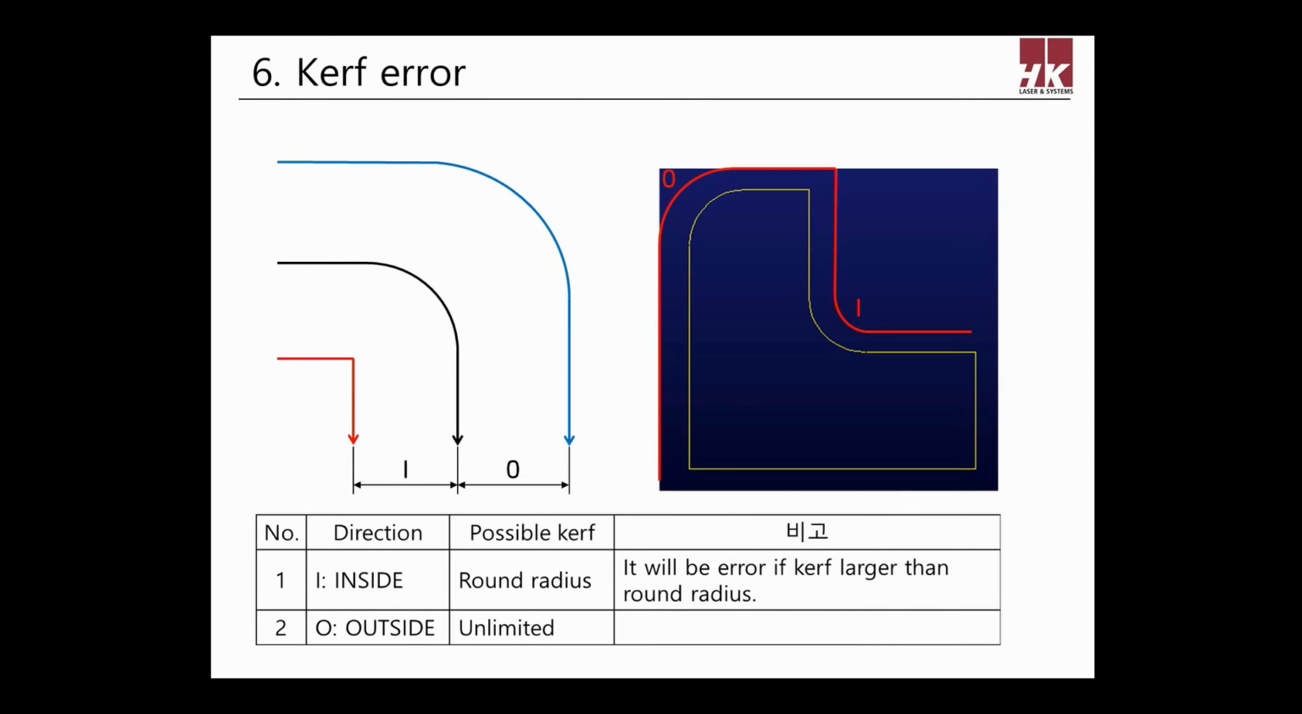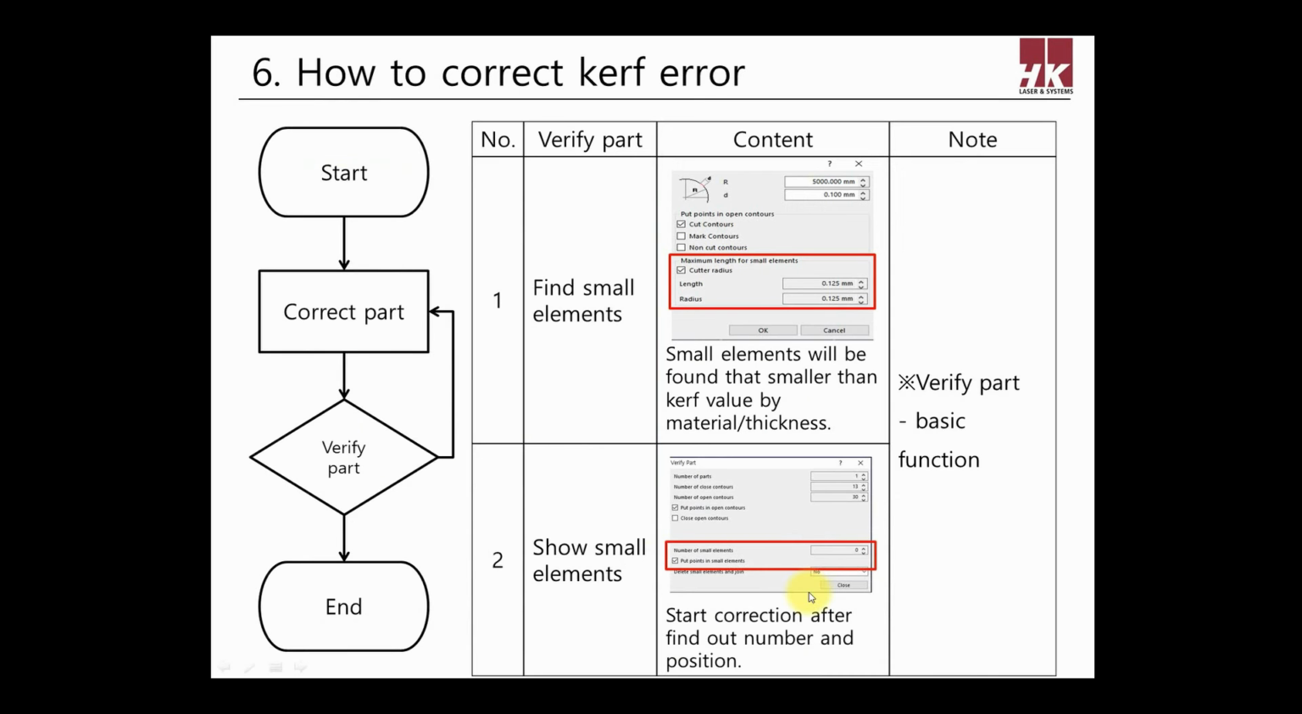The second case where kerf error can occur is when an arc is smaller than kerf. In the case of an outside arc, it doesn't matter if the arc is small, but in the case of an inside arc, the machine will stop working with a kerf alarm if the arc is smaller than kerf. Then how can these errors be found? The verify part, as you learned before.